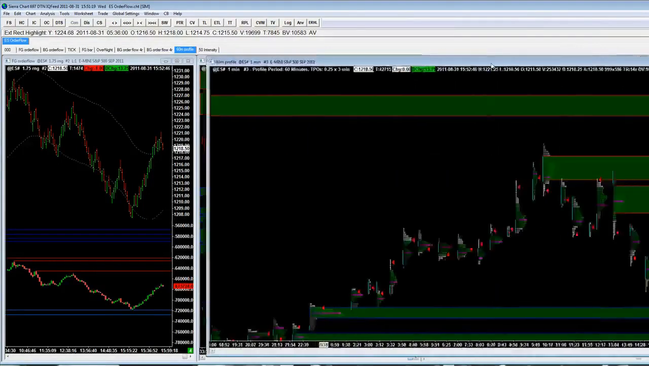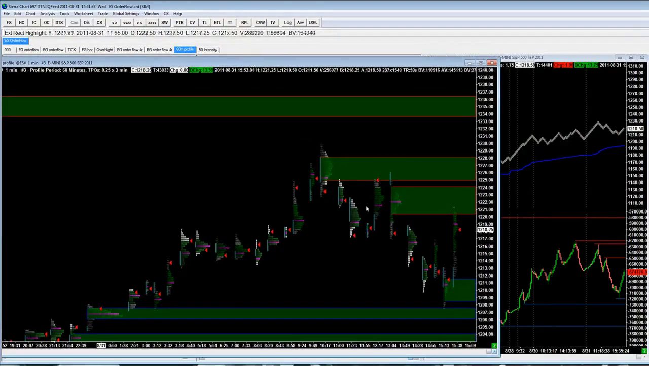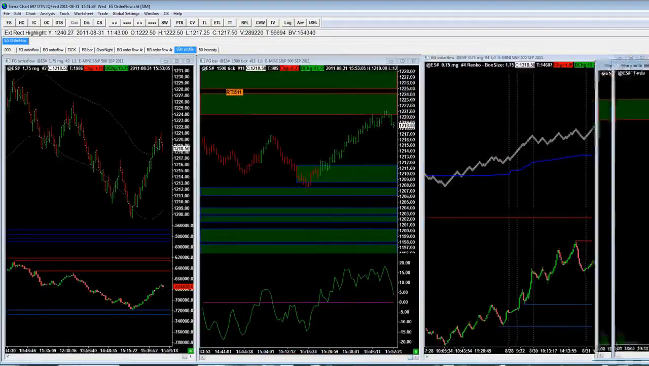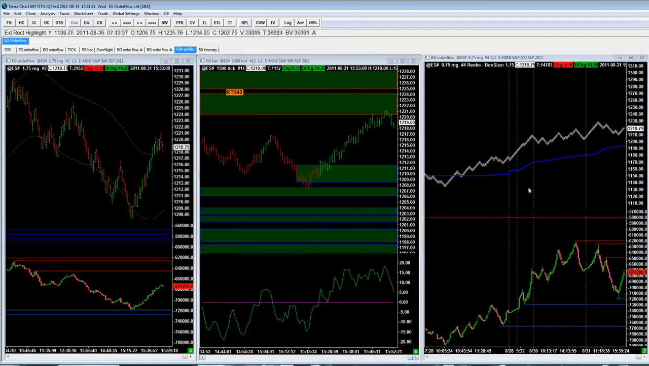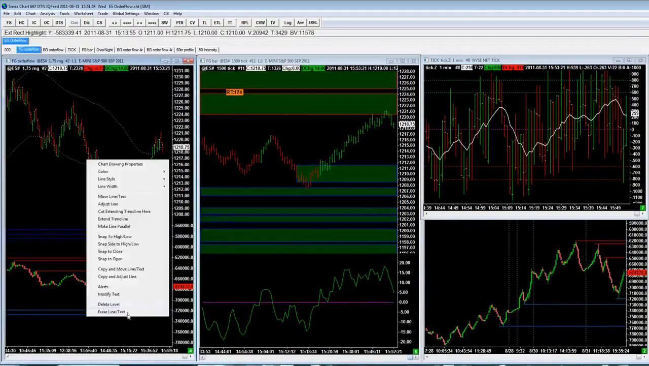By the same token, if we get a drop down to test this demand level, maybe to fill out some of this unfinished business in here, we should have some good long scalps setting up overnight. If the market stays right here in the middle, just rotating, then there's not going to be much opportunity tonight. That's okay too. I think all these levels are updated. Let's get rid of these. I don't even know what these lines are doing here.